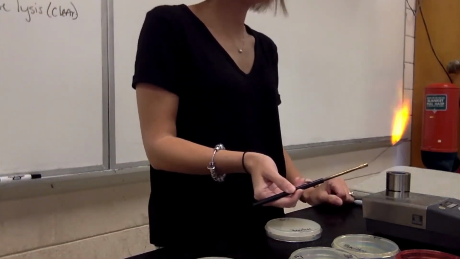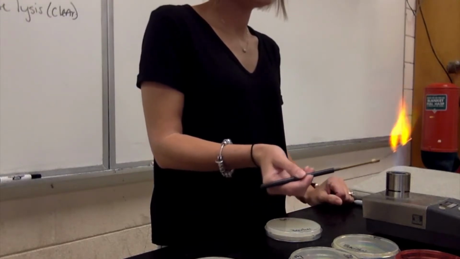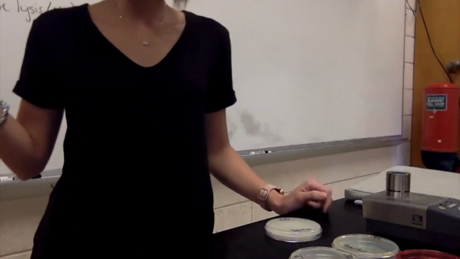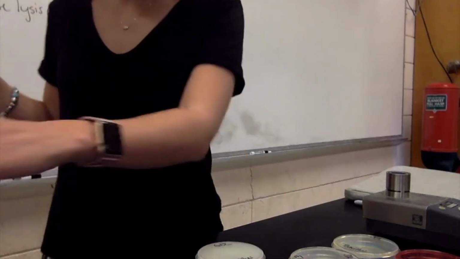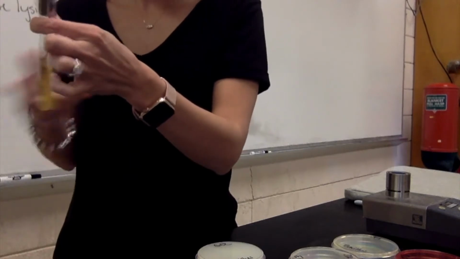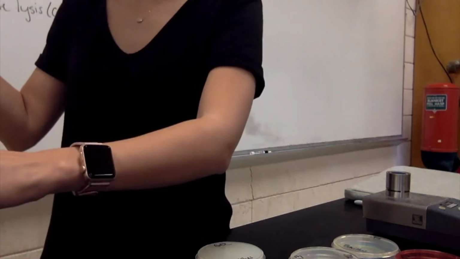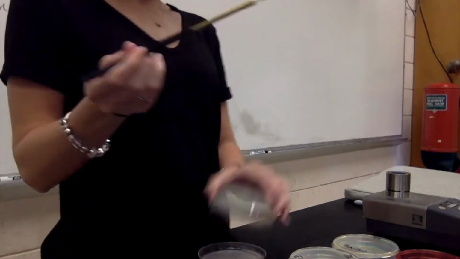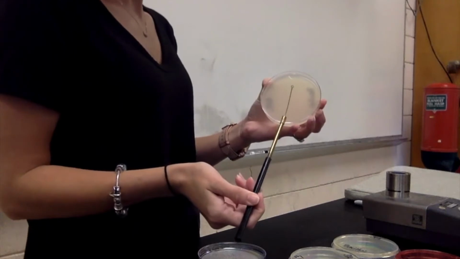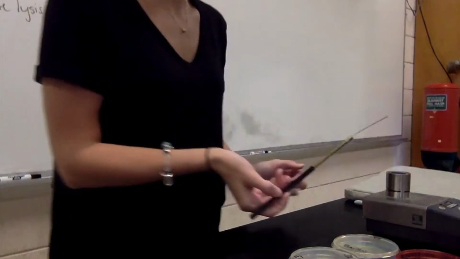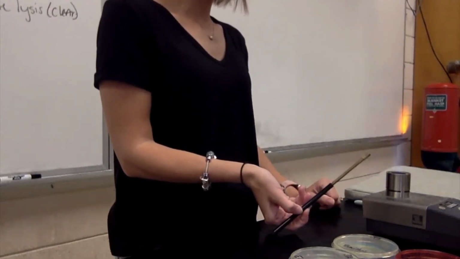Flame my loop again. Let it cool. I'm going to add this to a plate box for incubation. Okay, the other one that I'm going to be doing is my Bacillus. So I'm going to mix this up a little bit. Do my line straight down the center. Now those are my gelatin plates.